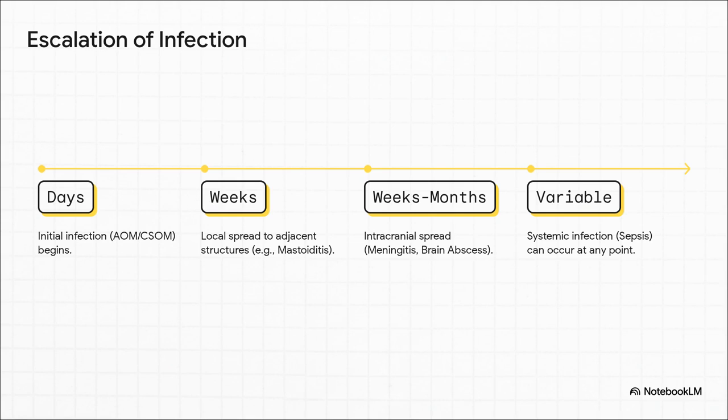An infection that starts in the middle ear can spread right next door into the mastoid bone. And from there, it is a very short trip into the skull, which can lead to catastrophic things like meningitis or a brain abscess. All the while, the bacteria can spill into the bloodstream and trigger sepsis.